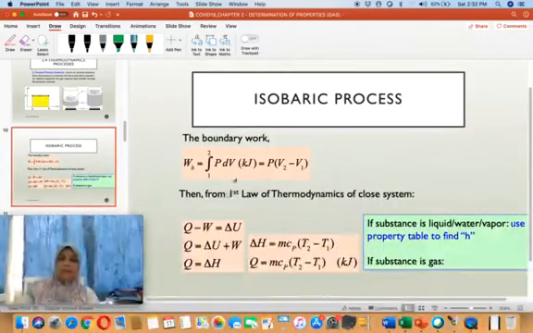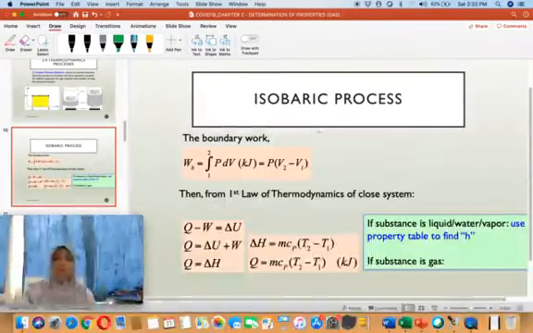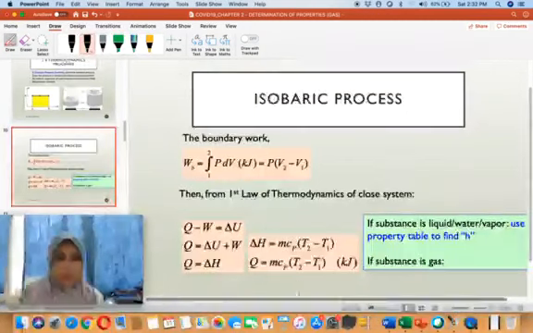And next, we go to the first law of thermodynamics of a closed system. This is the first law of thermodynamics of a closed system: Q minus W is equal to delta U. For an isobaric process, there is work. Please don't get confused with isochoric. In isochoric, there is no work. In isobaric, there is work. Therefore, we have to calculate work. Okay, let me show you.